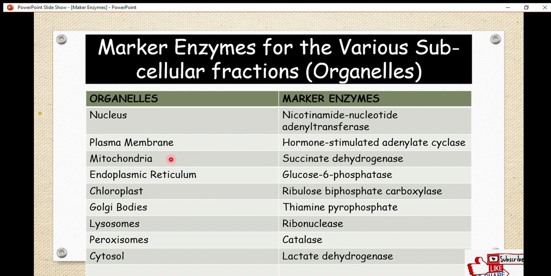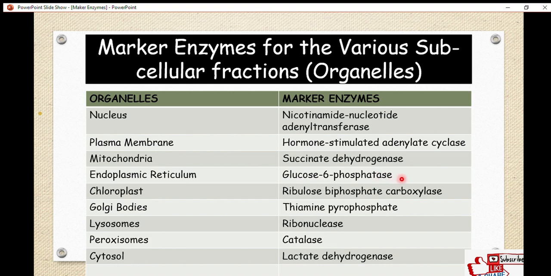Likewise, mitochondria. So mitochondria has a marker enzyme called succinate dehydrogenase, and this marker enzyme is also specific and exclusive to mitochondria only. So we cannot find succinate dehydrogenase in the nucleus. Likewise, we cannot find nicotinamide nucleotide adenylyl transferase in mitochondria. It's not going to happen. So they are specific. So let's say the endoplasmic reticulum has glucose 6-phosphatase, and it cannot have succinate dehydrogenase. So that's marker enzymes for you.